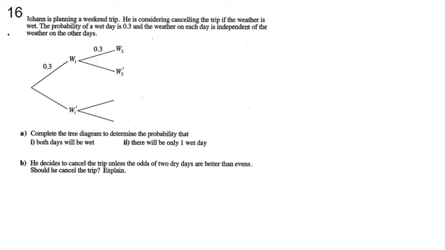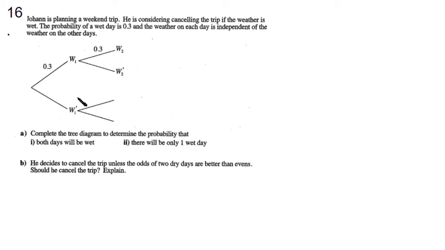This is question 16 from the probability assignment. Johan is planning a weekend trip. He's considering cancelling the trip if the weather is wet. The probability of a wet day is 0.3 and the weather on each day is independent of the weather on the other days. So we have a partial tree diagram here. And in question A, complete the tree diagram to determine the probability that both days will be wet and there will be only one wet day.